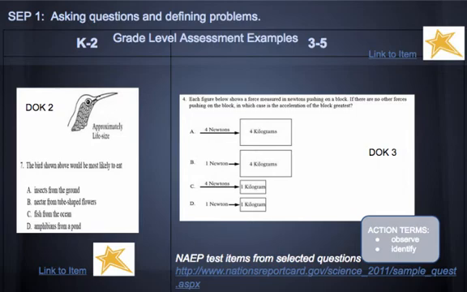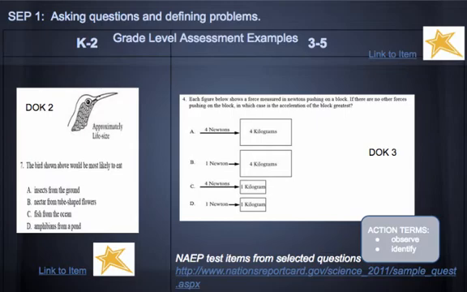This practice is most likely addressed in an assessment if a student can accurately identify the who, what, or how. A student in grades K through 2 should be able to ask questions based on observations that can lead to further understanding and to identify questions that can be answered through investigation.